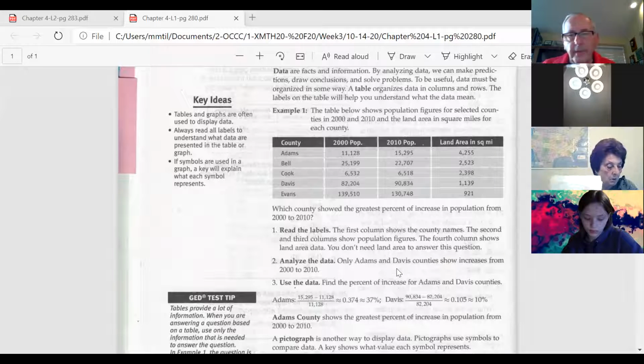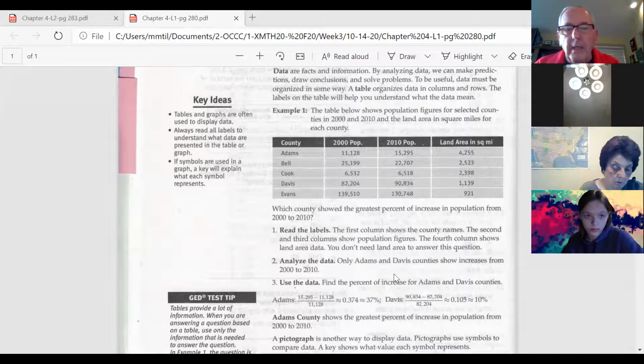You're to analyze the data. So you've got to look at the particular table and look at the data in the table to figure out what they're asking for. In this particular one, we're only looking at Adams and Davis County, so we only care about the top row and the fourth row down. Use the data to find the percent of increase for Adams and Davis counties. So you do them separately.